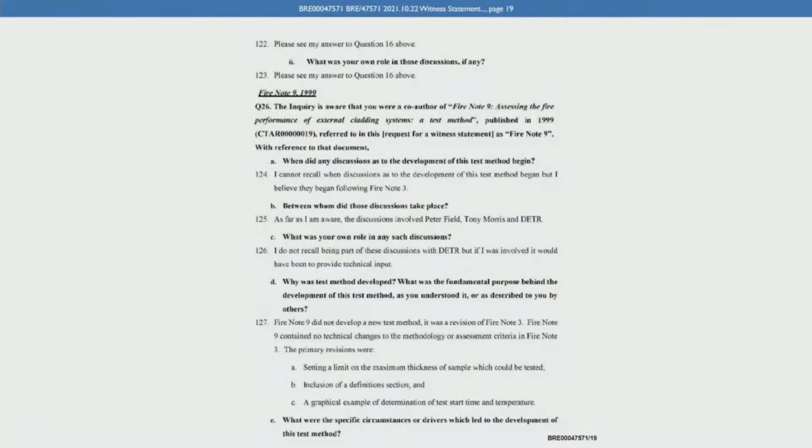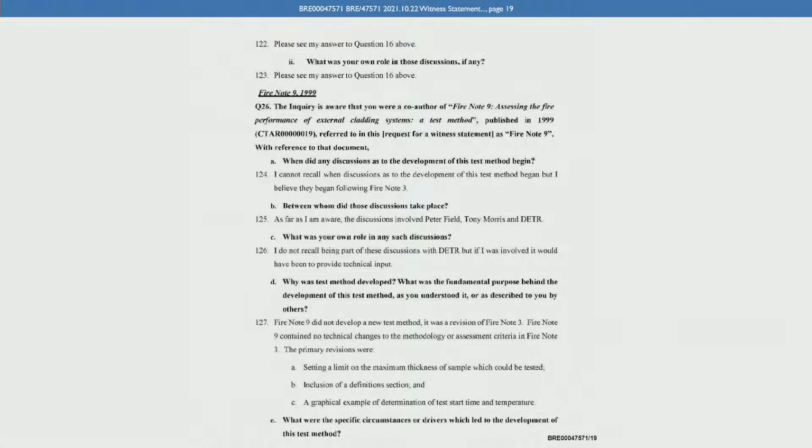Now, let's go to her statement, please, at BRE 30/47571, page 19, paragraph 127. She says this: Fire Note 9 did not develop a new test method. It was a revision of Fire Note 3. Fire Note 9 contained no technical changes to the methodology or assessment criteria in Fire Note 3. The primary revisions were A, setting a limit on the maximum thickness of sample which could be tested, B, inclusion of a definition section, and C, a graphical example of determination of test start time and temperature. Now, from what you know of this, is that right? Yes, as far as I'm aware, yes.